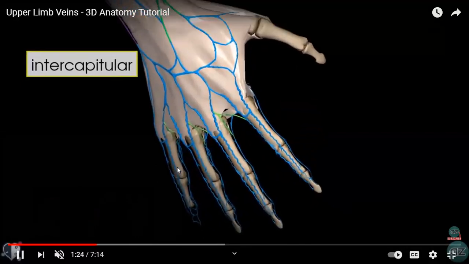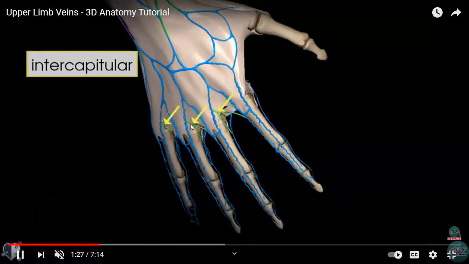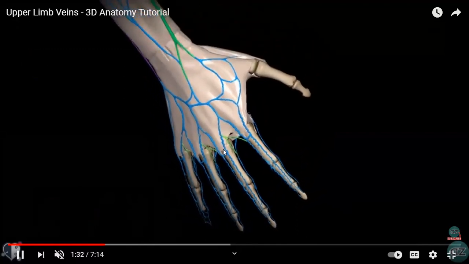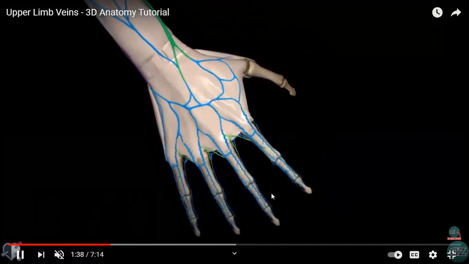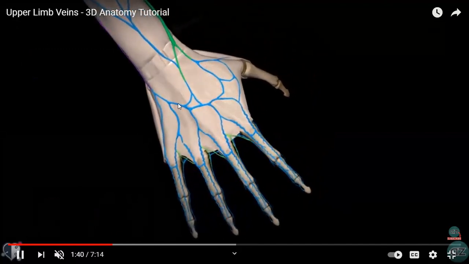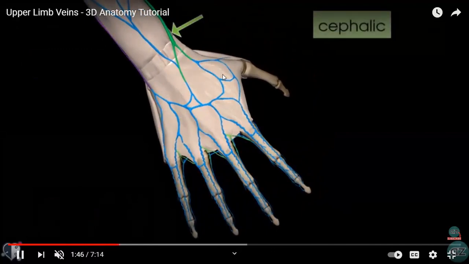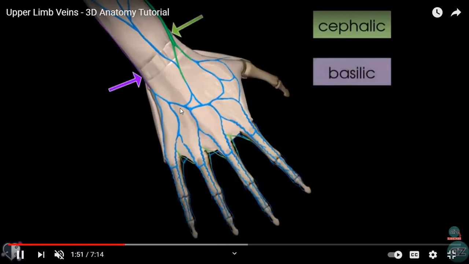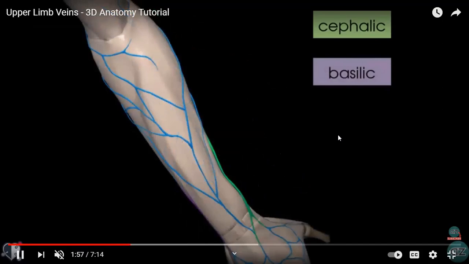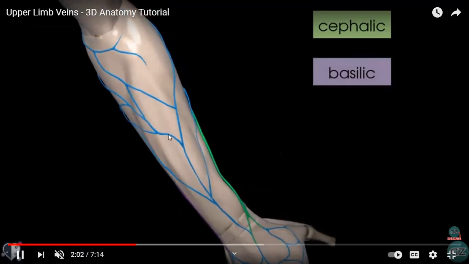See, these are the intercapitular veins. You can see the area. So all these veins are finally draining into this vein. What is the name of this vein? Dorsal venous arch, isn't it? So the dorsal venous arch on the lateral side continues as cephalic. On the medial side, it continues as basilic. Now see here, the cephalic is shown in green color, basilic is shown in violet color.